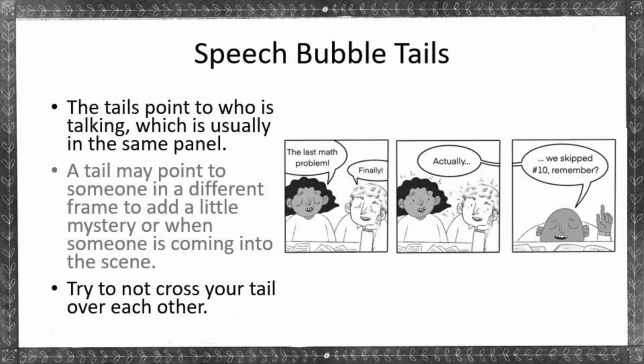So one of the most important things about speech bubbles is the tail. So the speech bubble tail is that little pointy end that points towards the person who is speaking. So the tail usually points to someone that's in frame, but sometimes it doesn't point to anyone at all, or someone out of frame, so that can add a little bit of mystery to your scene. Try not to cross tails because usually this can confuse the reader, and it's best to keep them separate when possible.